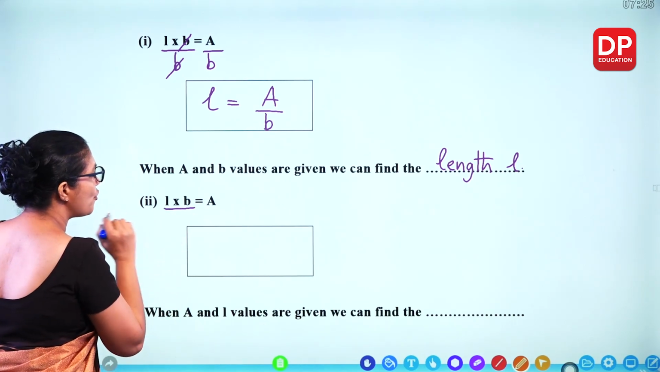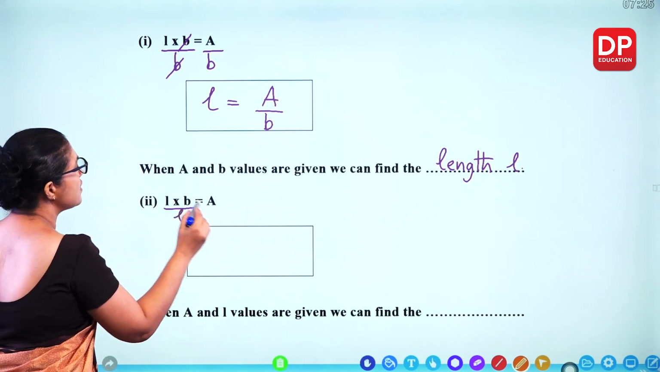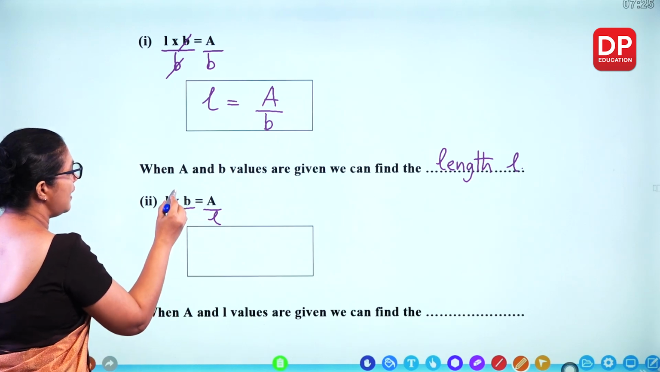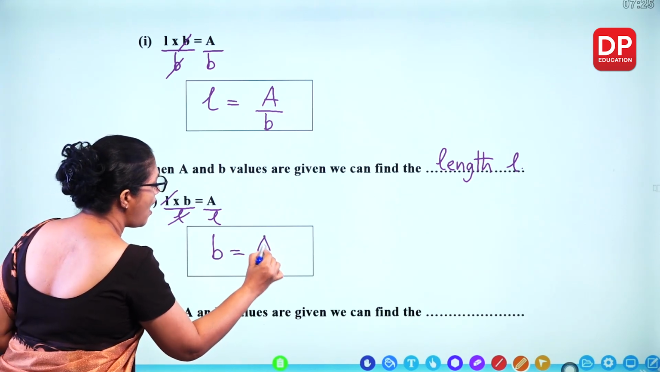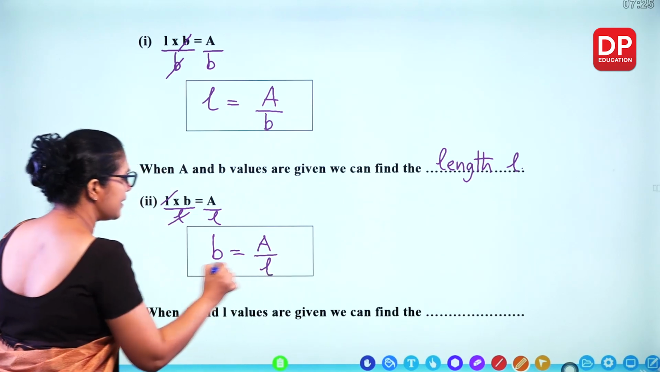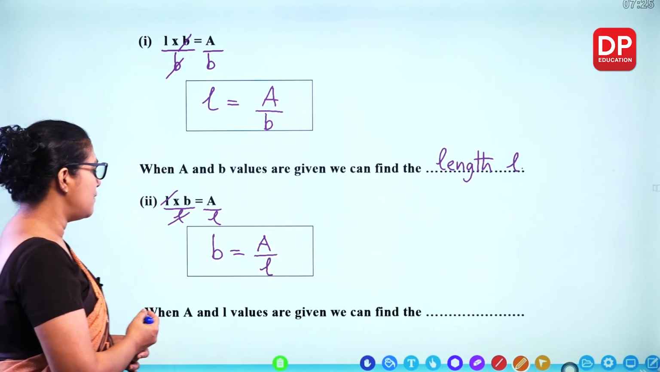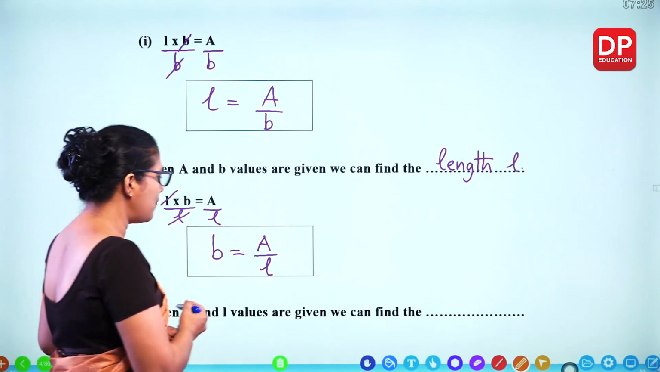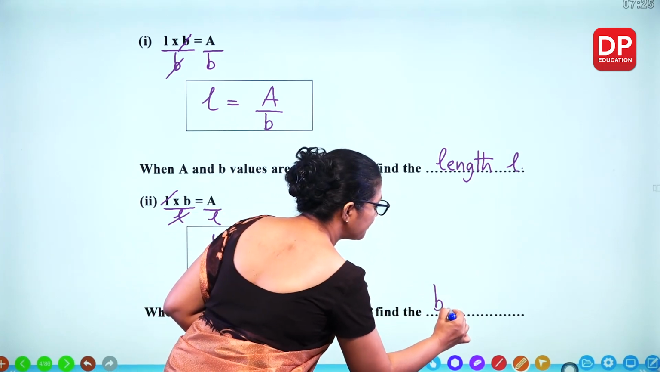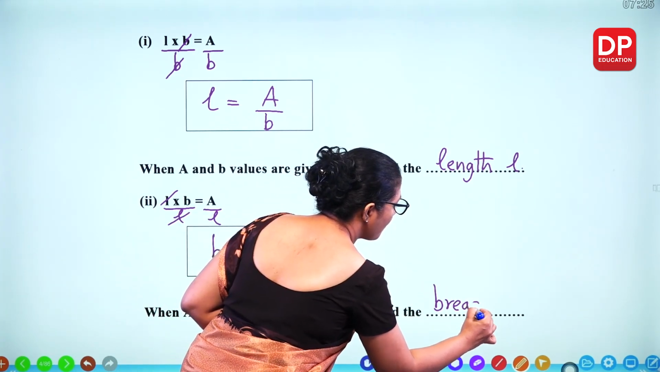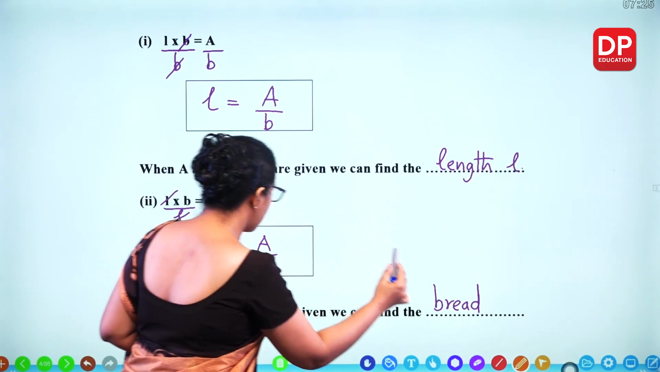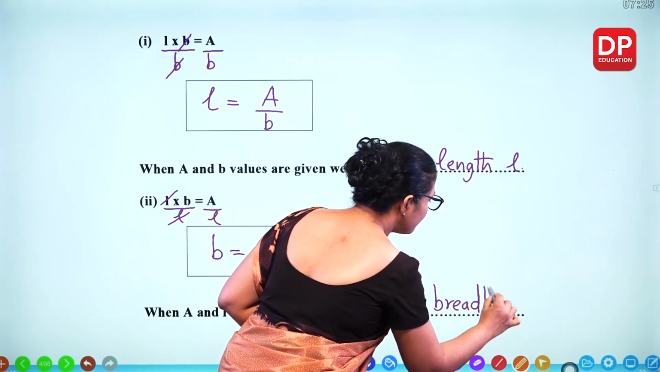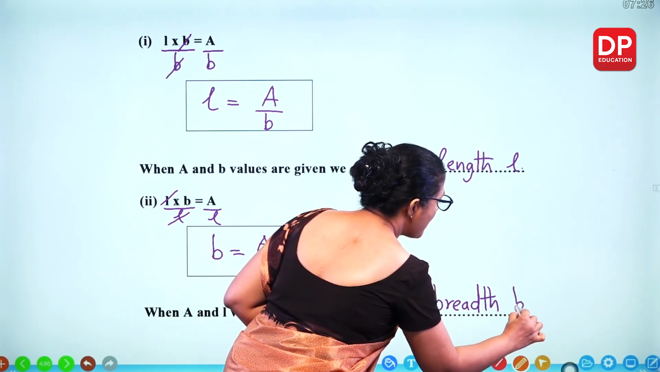If you know A and length, area and length, you can find B. How can we find out B? You can divide both sides by L. L gets cancelled out. B equals area over length. So when A and L values are given, we can find the breadth B.